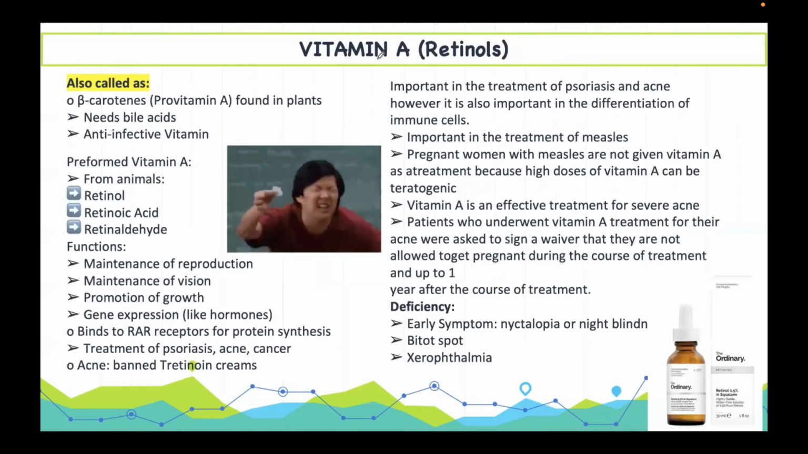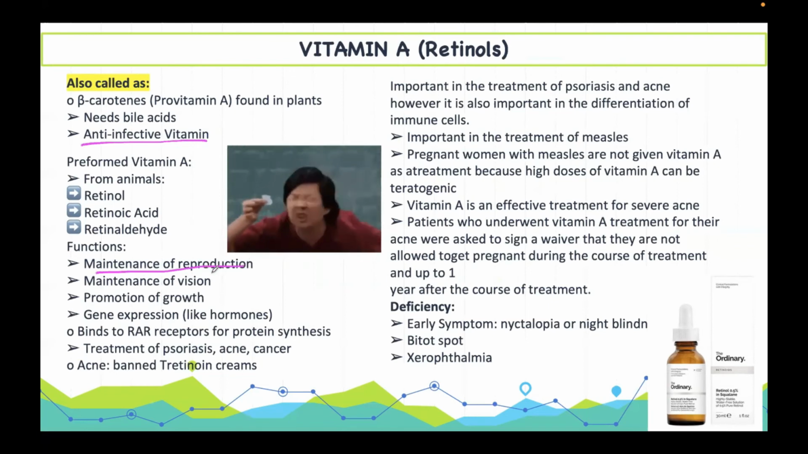So, let us start with your vitamin A or what we call the retinols. It is also called as beta-carotenes or your provitamin A found in plants, and it needs bile acids. It is also called as anti-infective vitamin. So what are the functions of your vitamin A or your retinols? It is for the maintenance of your reproduction.